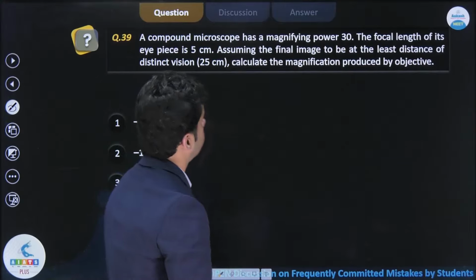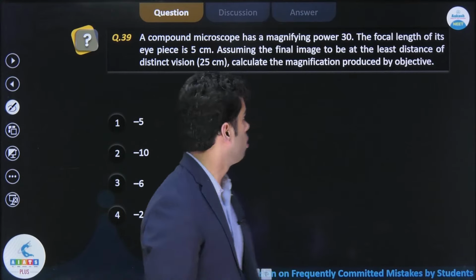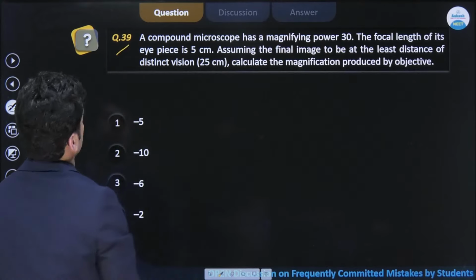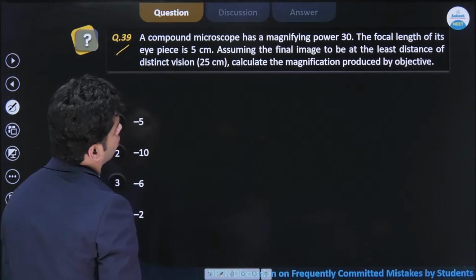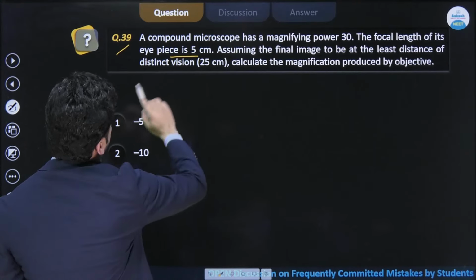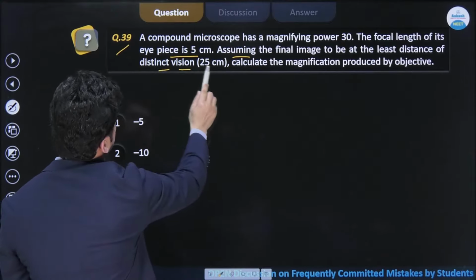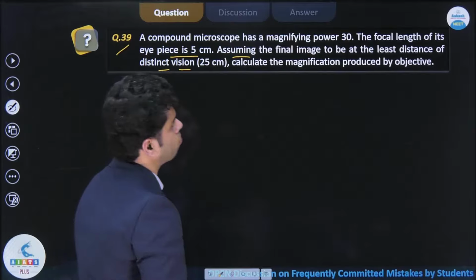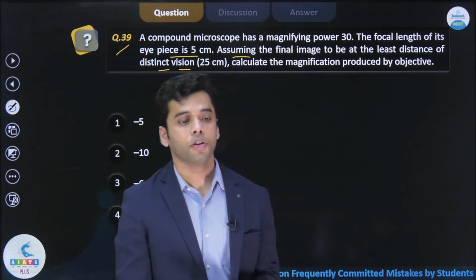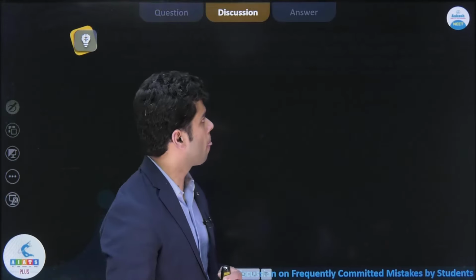Let's move forward. We have question 39. A compound microscope has magnifying power of 30. Focal length of eyepiece is 5 cm. Assuming the final image to be at least distance of distinct vision, calculate the magnification produced by objective. So आपको magnification produced by objective निकालना है, ठीक है.